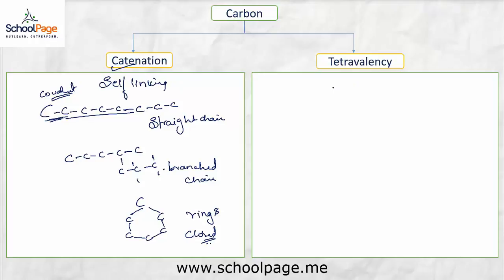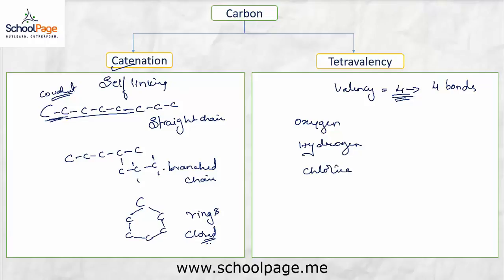Another important property of carbon is tetravalency. It simply means that the valency of carbon is 4. In turn, this means that carbon can form 4 bonds with other carbon atoms or different atoms. Due to its large valency, which is 4, carbon can form bonds with a large number of atoms like oxygen, hydrogen, nitrogen, chlorine, sulfur, and so many others.